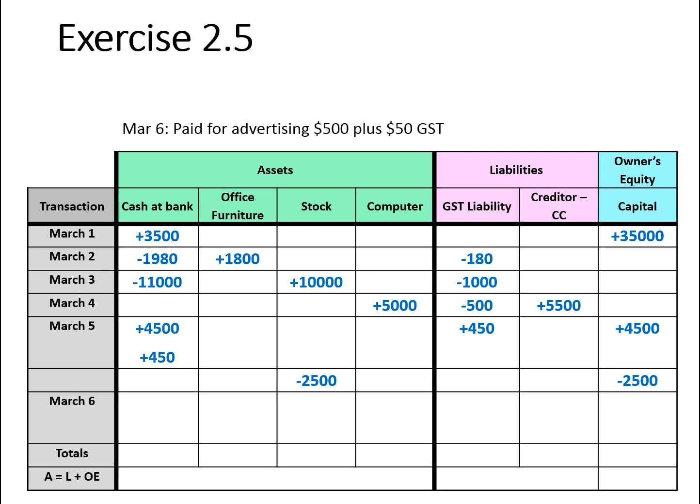March the 6th, paid for advertising $500 plus GST. So in this case, I've spent $550. I've been charged GST of $50, so that'll decrease my liability. And lastly, that's an expense, and an expense will decrease owner's equity.